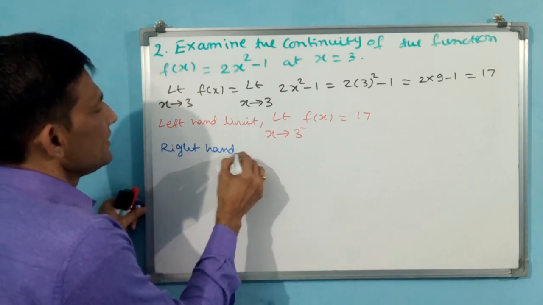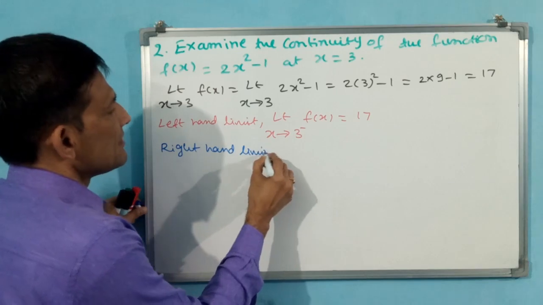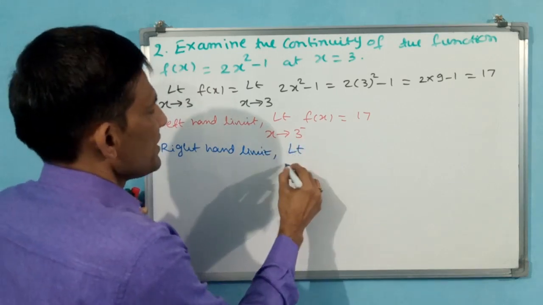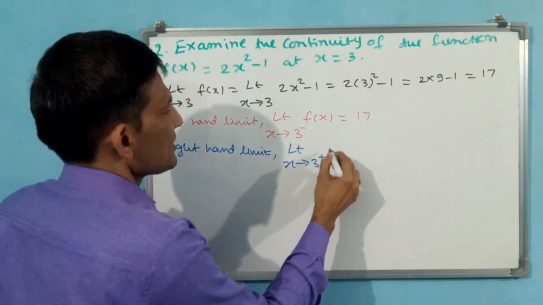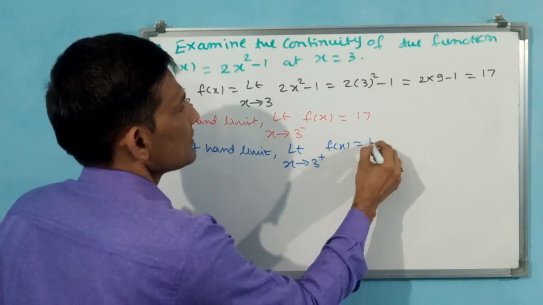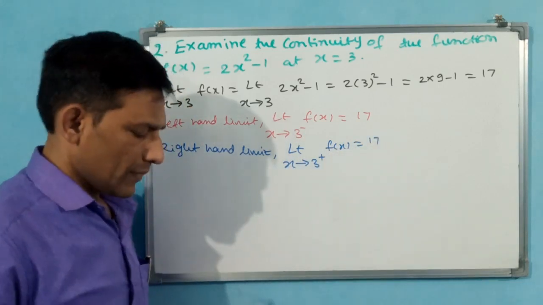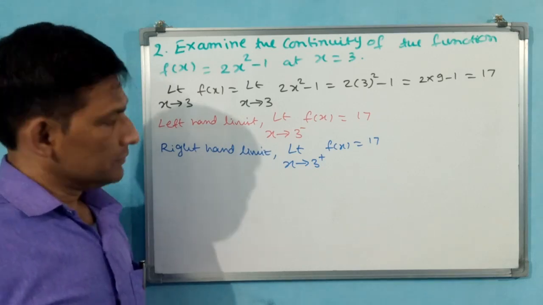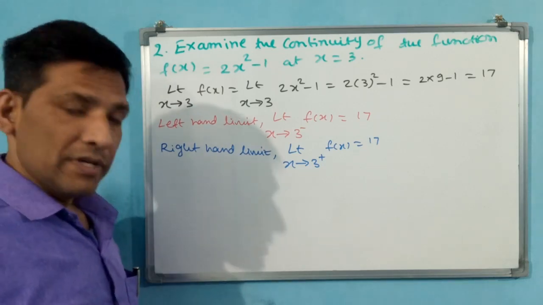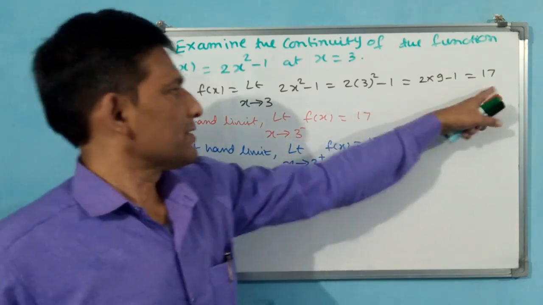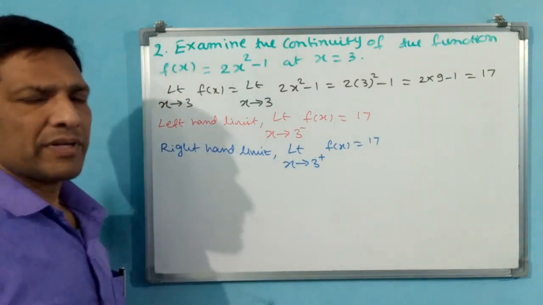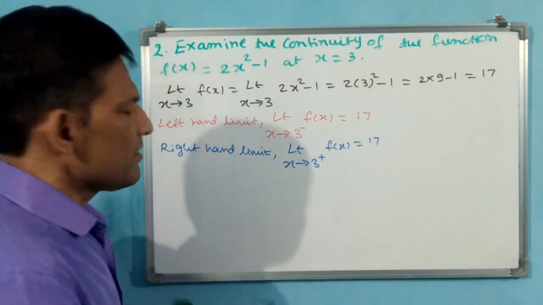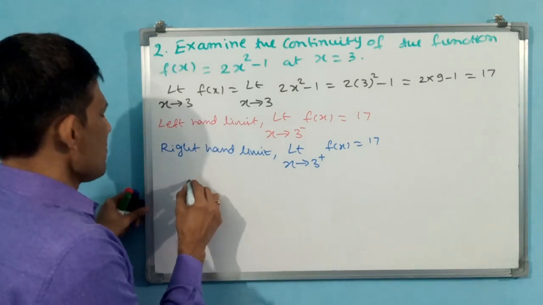Right hand limit, limit x tends to 3 plus f of x is equal to 17. Okay, 17. Now you tell me, at 3 the same value has come. This function is continuous or not? Continuous only. Right down.